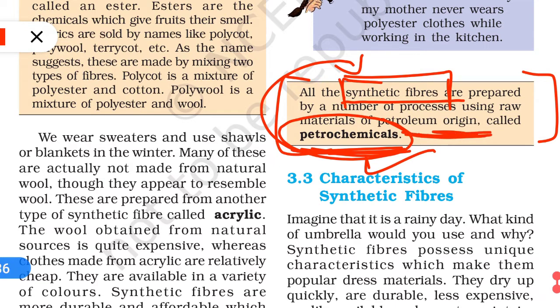You have studied somewhere about petroleum or crude oil. We'll be studying about petroleum further in our chapters. So synthetic fibers are produced from petrochemicals, and petrochemicals are of petroleum origin.